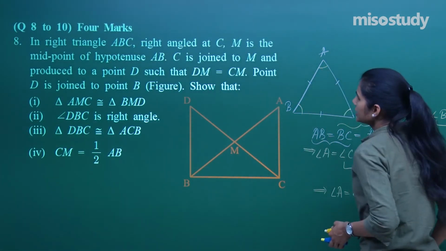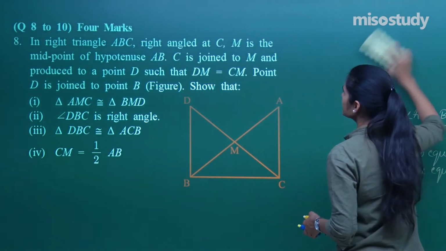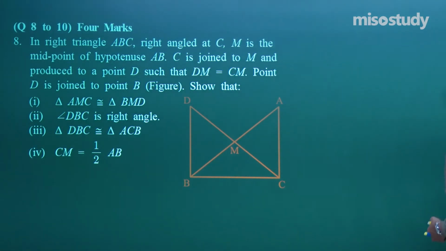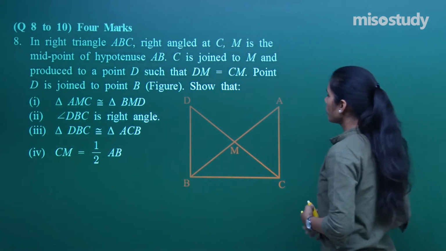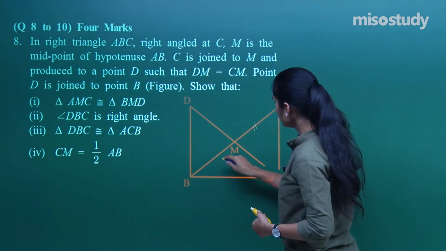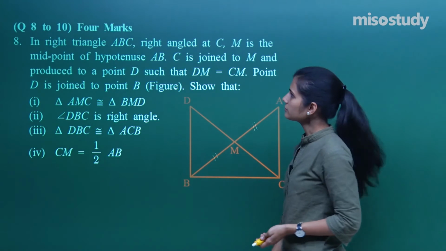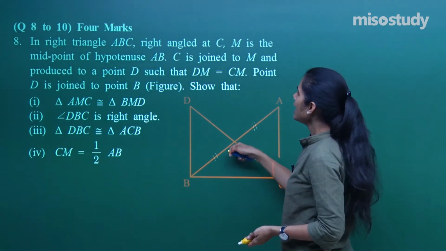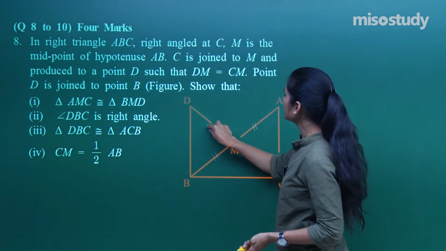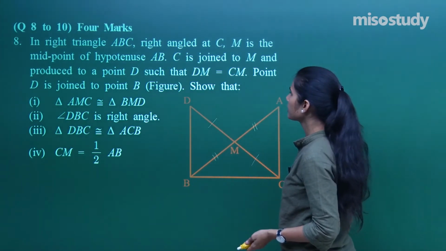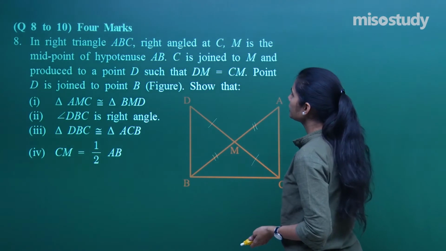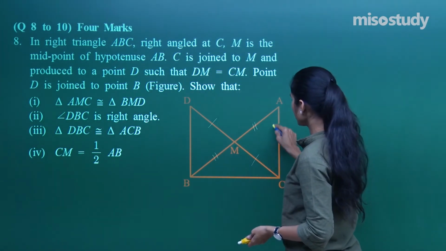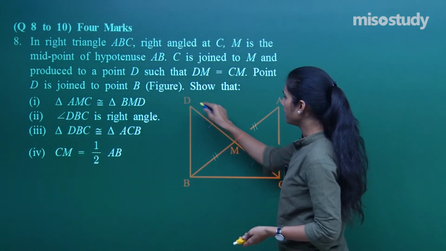In this right angled triangle ABC, right angled at C, it is saying that M is the midpoint of hypotenuse AB. That means AM is equal to BM. C is joined to M, and produced to a point D such that DM is equal to CM. Point D is joined to point B. Show that triangle AMC is congruent to triangle BMD.